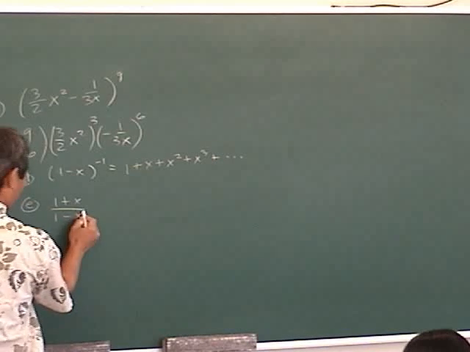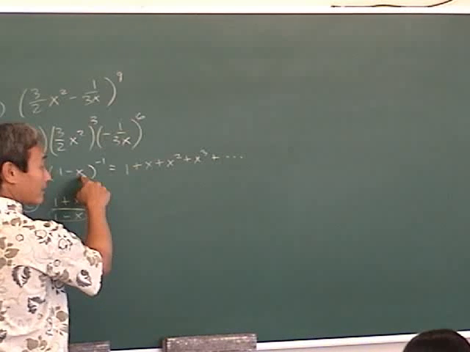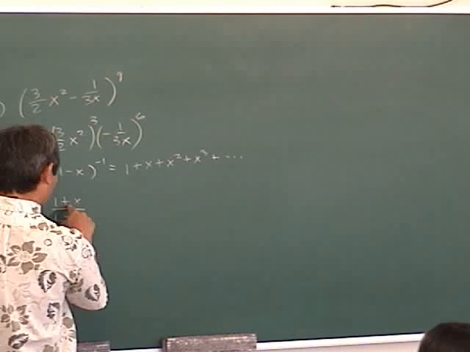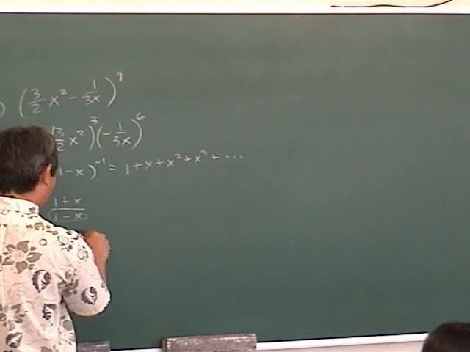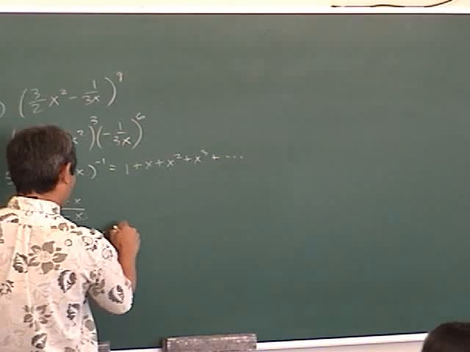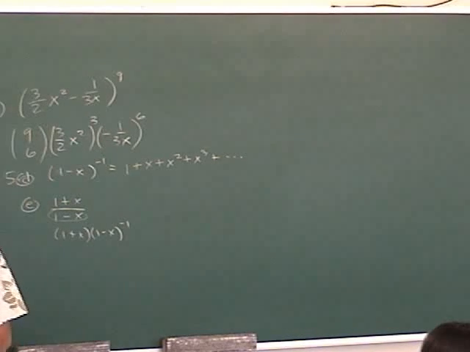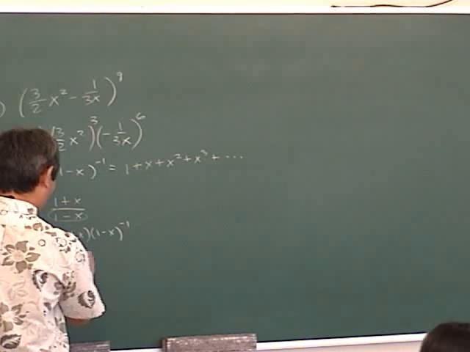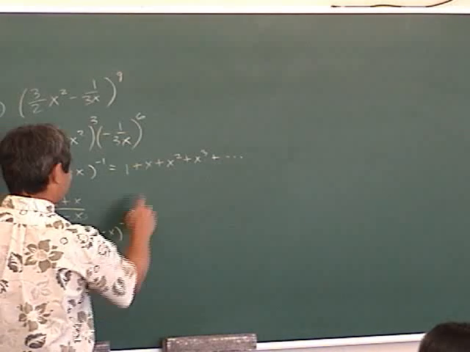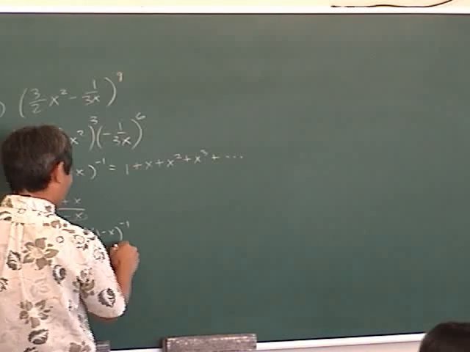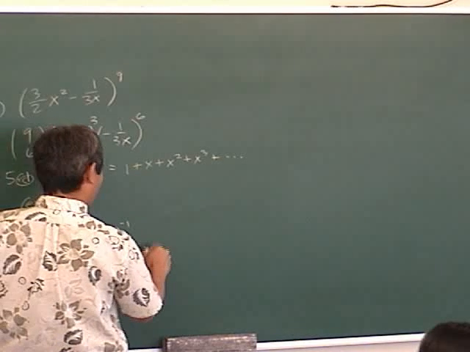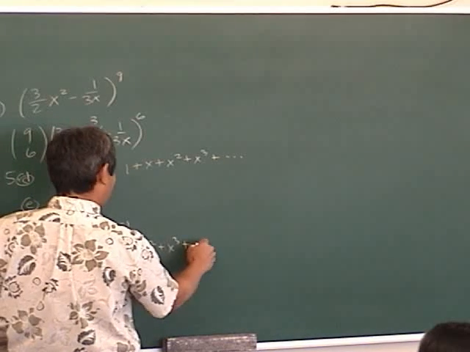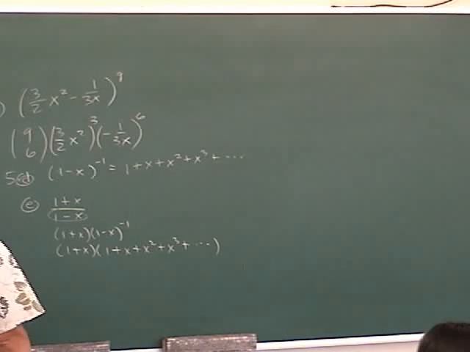Well, isn't this the same thing as this right here? Right? So isn't this the same thing as 1 plus x times 1 minus x to the negative 1? Right? Then that's what this is right here. So it's just 1 plus x times, and then you just take your answer from D, which is 1 plus x squared plus x cubed plus ... And then you just do multiplication.